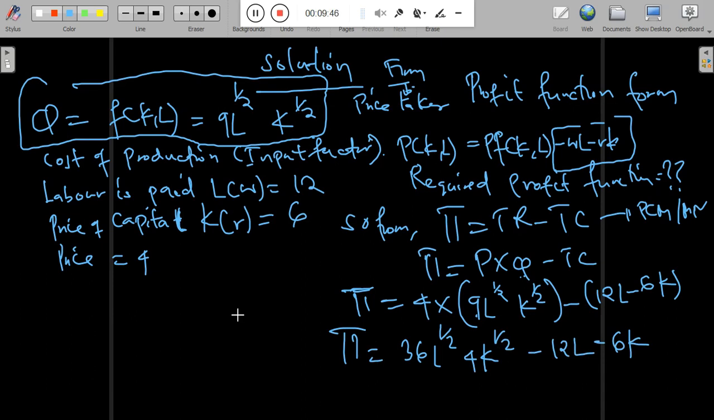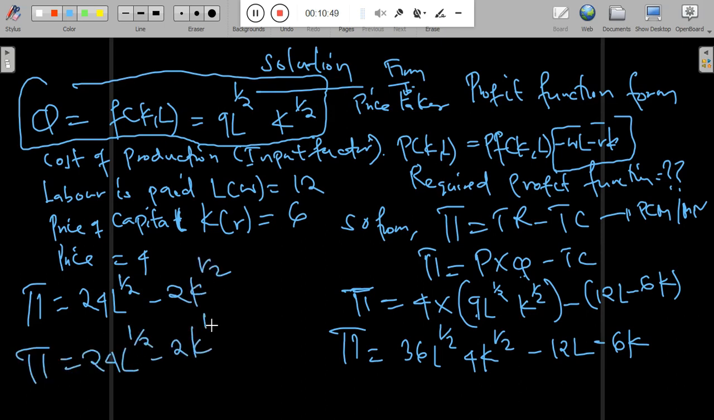So let's take the like terms. We subtract the like terms. So we take 36L to the half, then we subtract 12L. So this would give 20L to the half plus, we take 4K to the half, we subtract 6K. So this would give 24L raised to the power of a half minus 2K to the half. So the function equals 24L to the half minus 2K to the half, as you can observe.